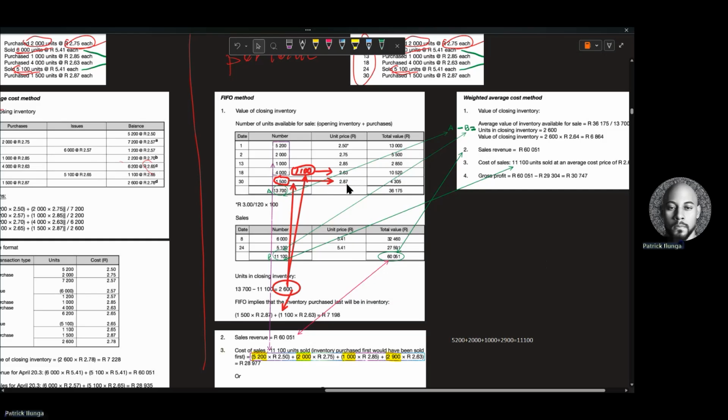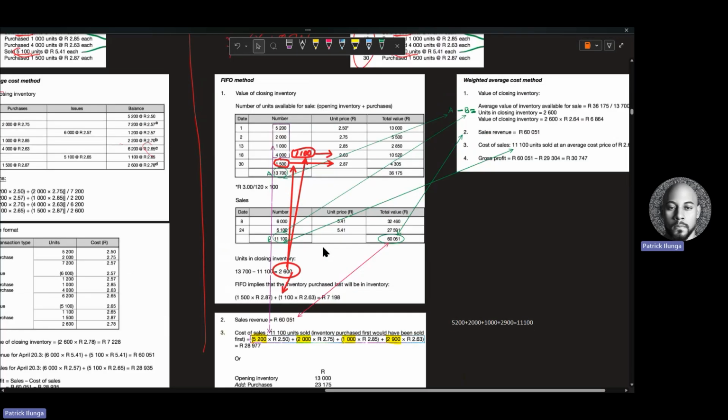2.87. After you exclude the 1,500 units, the remaining will be 1,100 units, right? The remaining will need to be from the previous purchase on the 18th. There was a previous purchase, remember, of 4,000. 1,100 units of those should be at this cost, because remember, it's closing. So I hope that this makes sense. But in any case, what have we found here?